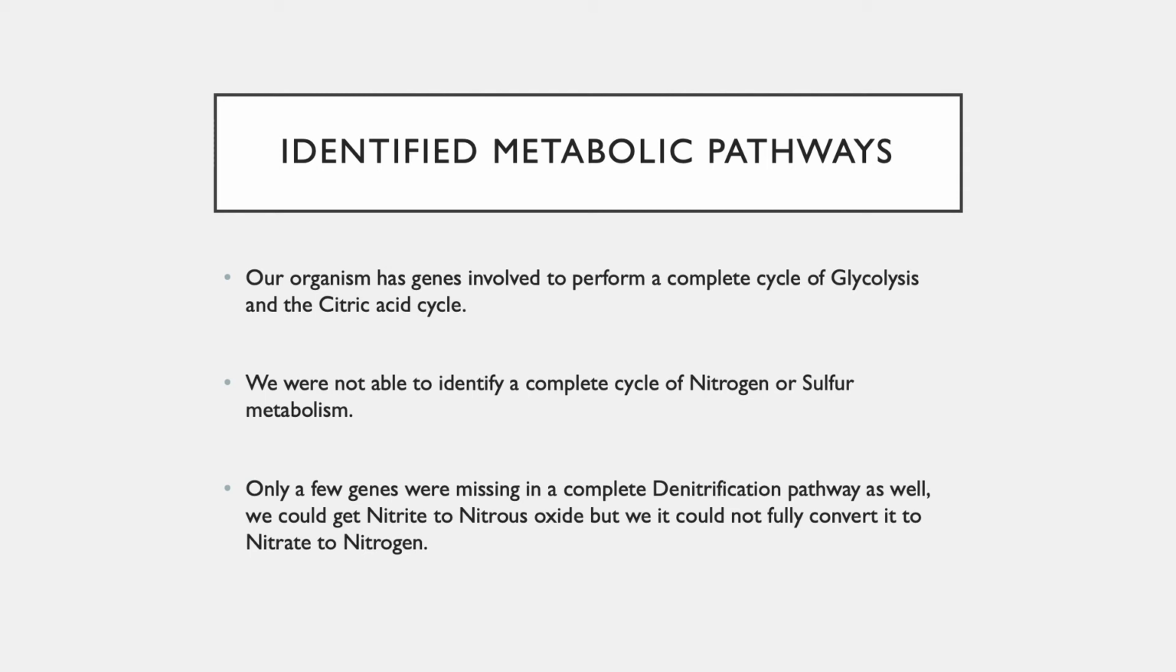So our organism has genes involved in a complete cycle of glycolysis and citric acid cycle for our more basic carbon metabolic pathways. We're not quite able to identify a complete cycle of nitrogen or sulfur metabolism, which was something we were hoping to find. And only a few genes were missing in a complete denitrification pathway as well. We can get nitrite to nitrous oxide, but cannot fully convert it from nitrate to nitrogen itself.